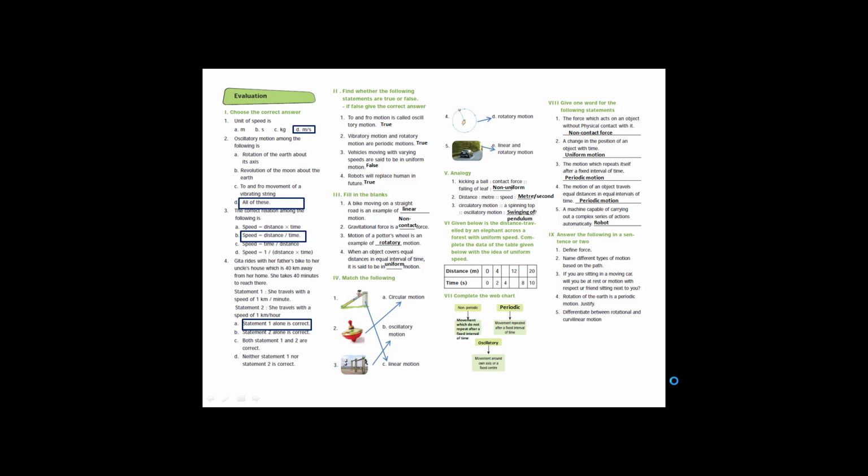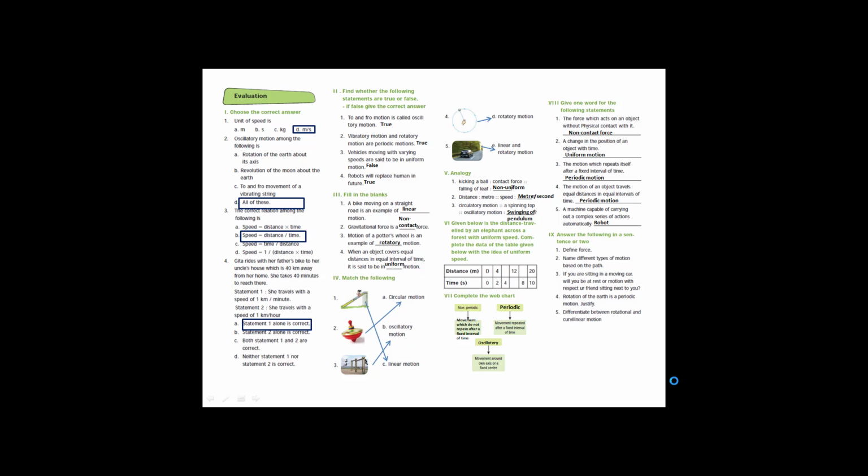Vehicles moving with varying speeds are said to be in uniform motion. This statement is false, because varying speeds means we can understand that it is non-uniform motion, so the statement is false. Robots will replace humans in future. True.